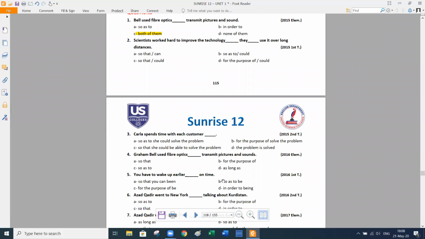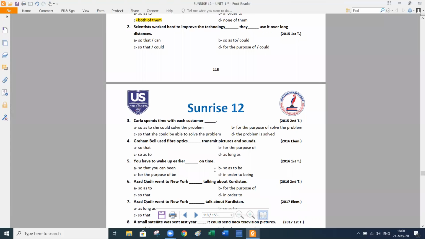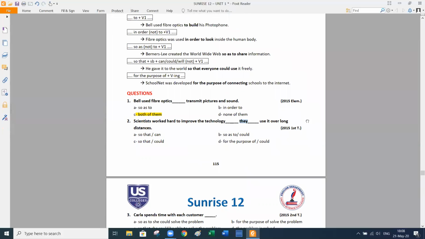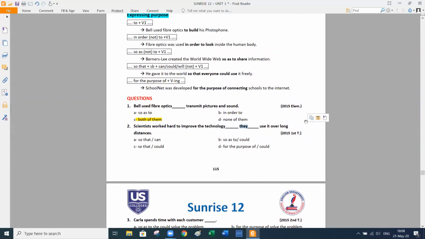And question number 2. Scientists worked hard to improve the technology, blank, they, blank. Now, I see they here. They is the subject, somebody. So there is only one possible answer. Only one possible answer. And that's this one here. Why? Because there is the word they. So they is this one here, somebody or subject.